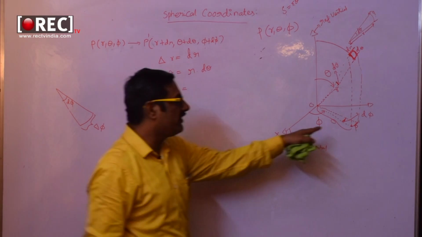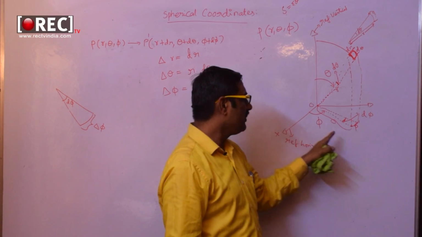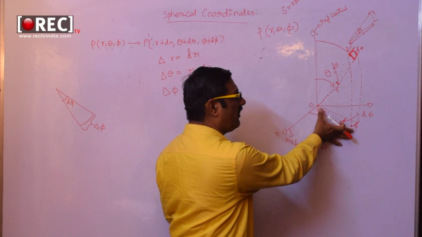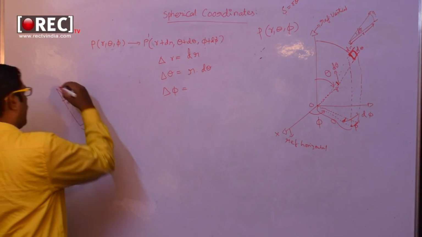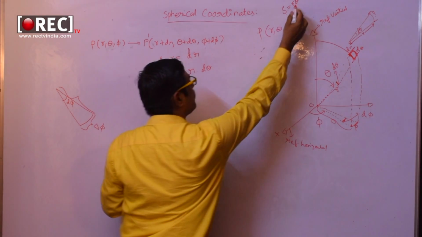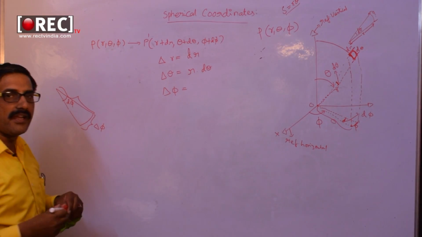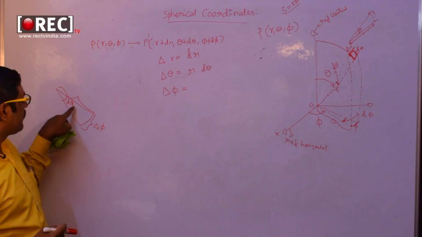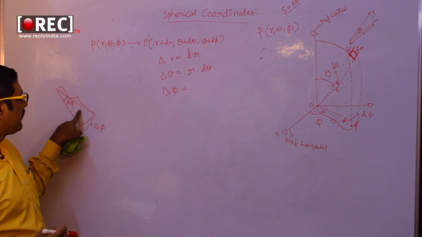This is lying on the floor. So I want this distance on the floor. If this distance is the radius on the floor, then I can directly apply this formula and get the incremental length in phi direction. But this distance is not on the floor. So what would this distance be on the floor?